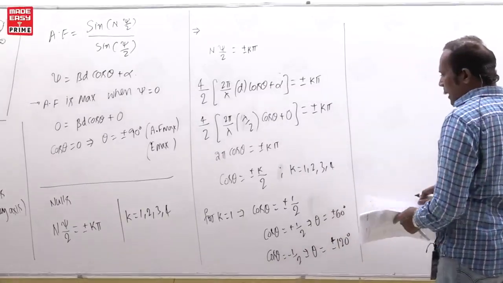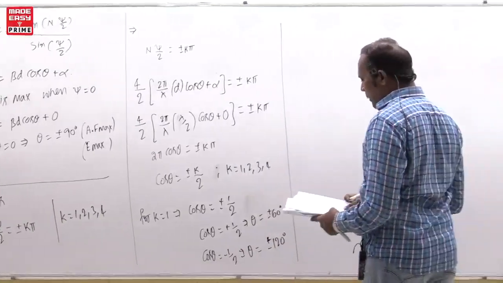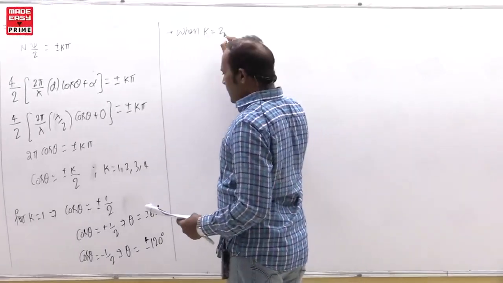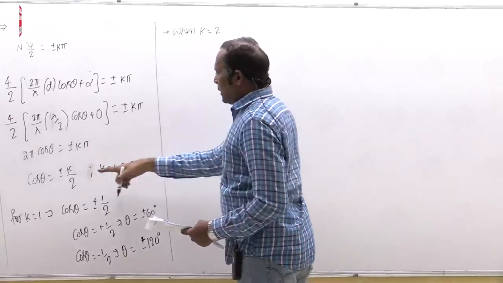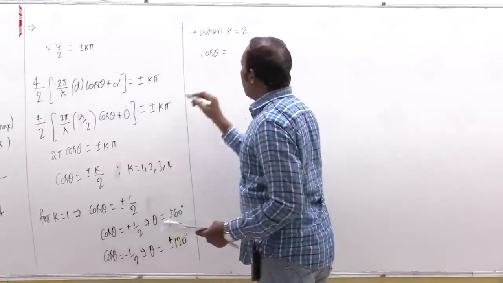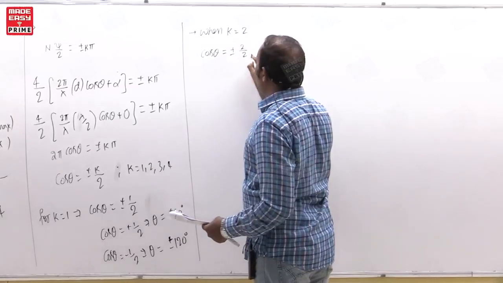Then you can take k is equal to 2 here. When k is equal to 2, cos theta is equal to plus or minus 2 by 2.